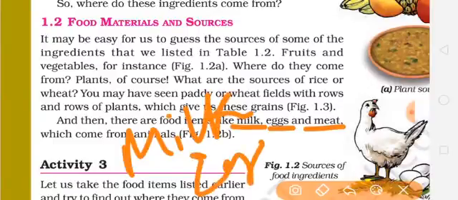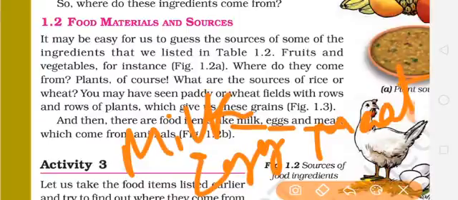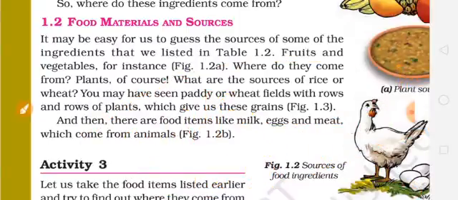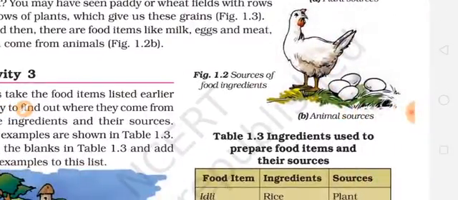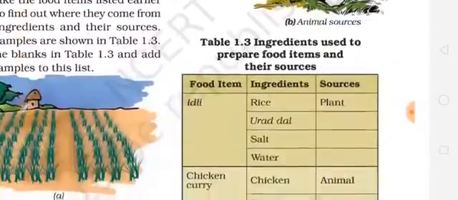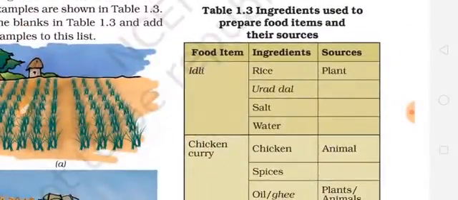And other products which we get from animals are milk, eggs and meat. And some more examples you can include. And you can read and find out from different journals or different magazines.